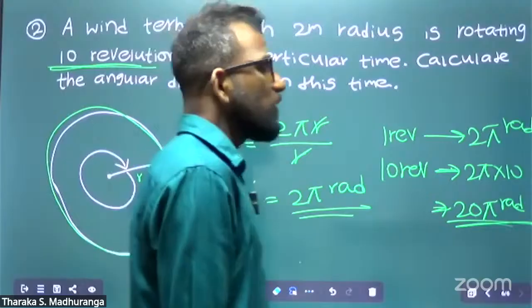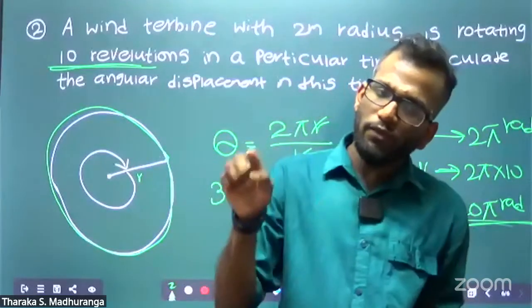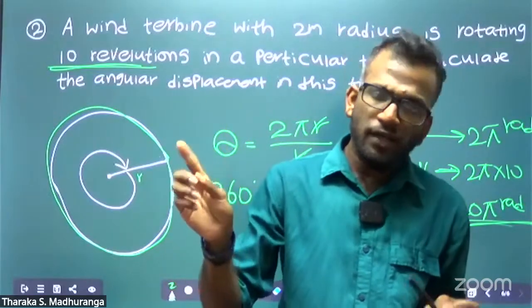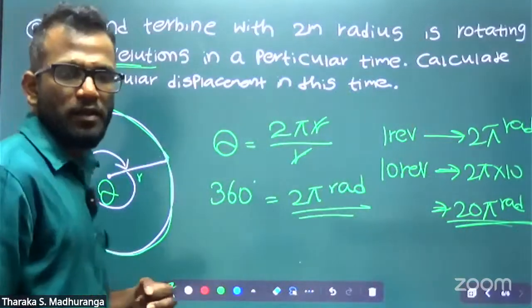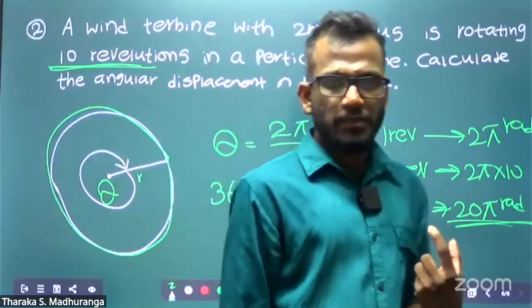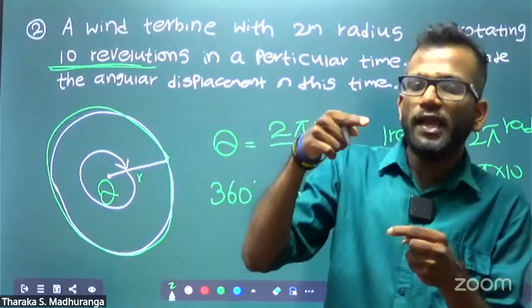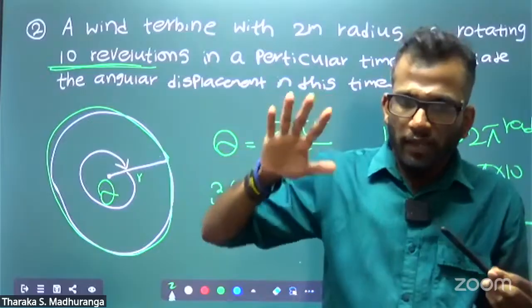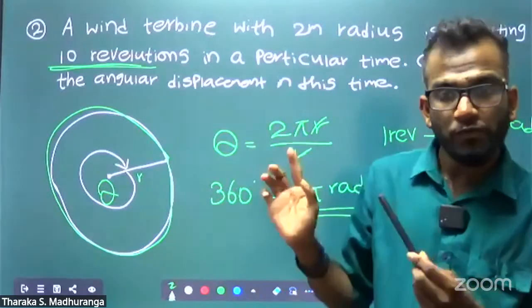Yes. Then if you know the number of revolutions, always remember that when rotating a full revolution, the angular displacement is 2 pi radians. The angular displacement means this angle, theta. This angle is the angular displacement, simply the rotating angle. One full revolution rotating angle in radians is 2 pi. Therefore, in one full revolution, the angular displacement is 2 pi radians.